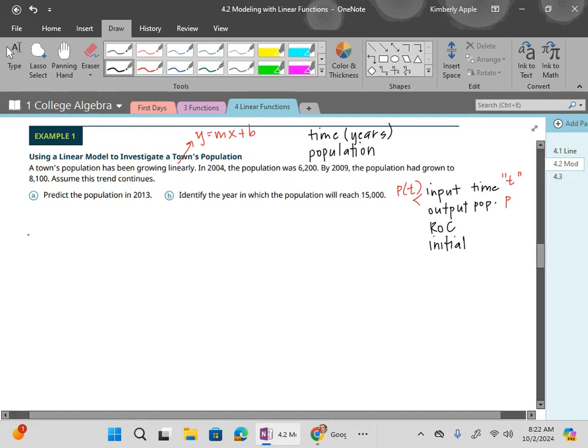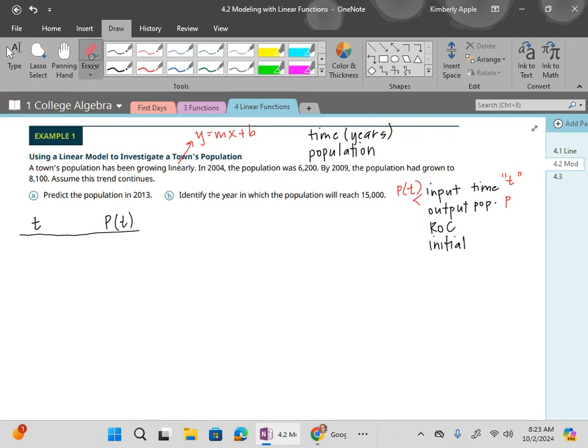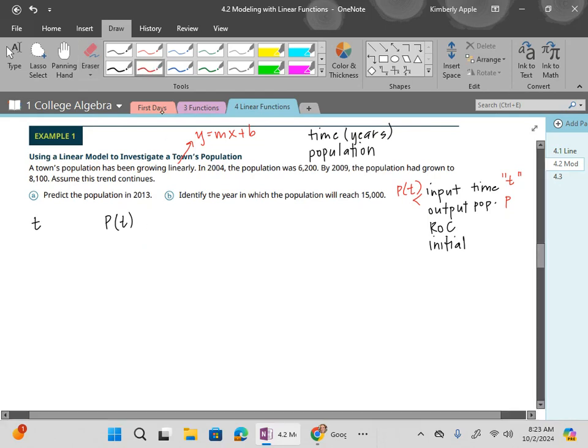So the first thing I'm going to do is, all right, well, I've got two coordinates here. I've got some time values, and I've got some values for population as a function of time, right? So in my mind, you can express these as coordinates. I just like to write it like this because it keeps it easier for me to look at. So 2004 is the first input, and in that year, our population was 6,200. And then we have another one that's 2009. And here we've grown to 8,100.